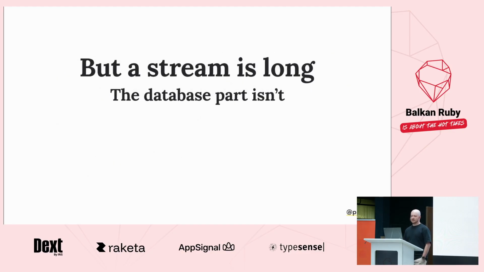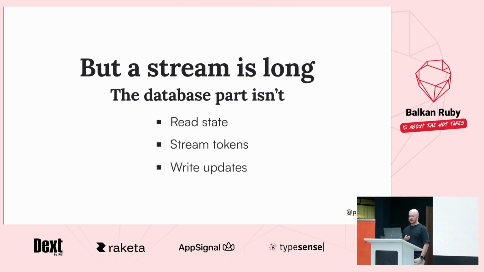And as I said, the streaming's long, but the database part is not, right? So what is a streaming job from an LLM? It's reading a state, you stream some tokens, and it's mostly with Turbo. So it doesn't have to do much. And then you write the updates at the end, meaning the final messages.